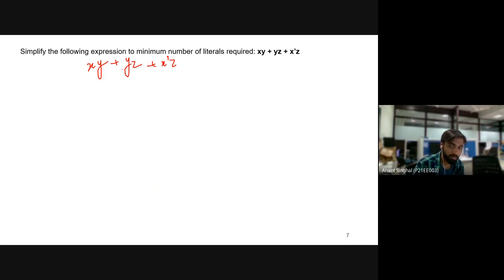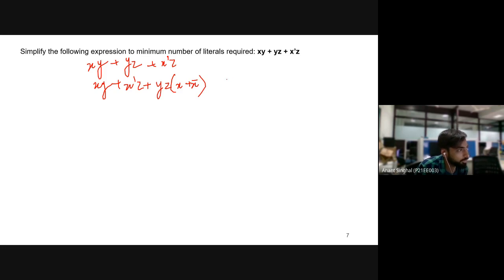Okay, now let me try to solve it. So what we'll do is, I'll take these two terms xy and x bar z, which are different, and I'll try to play with this yz here. So here I can write xy plus x bar z plus, and then with this yz I'll try to multiply the literal x plus x bar.